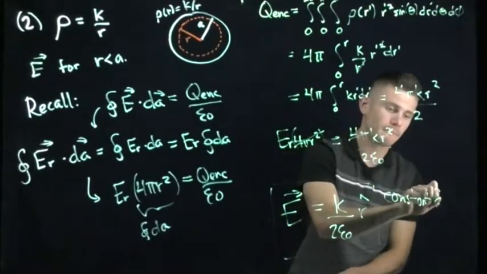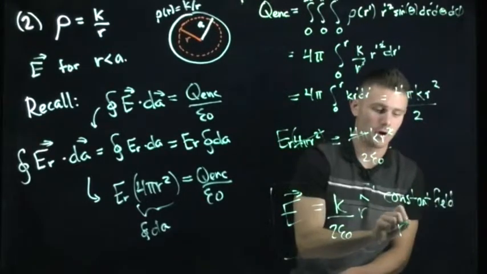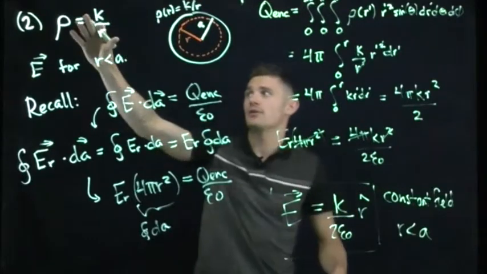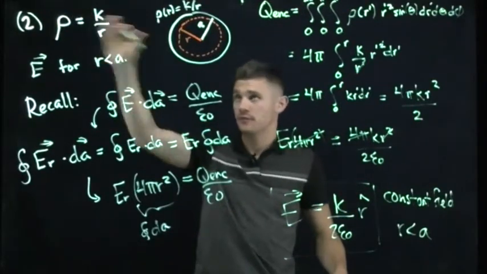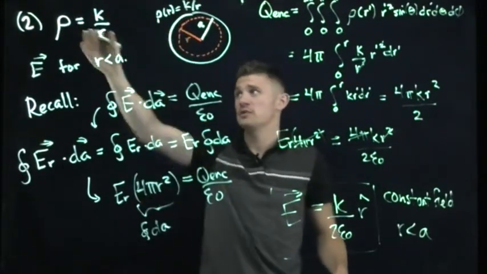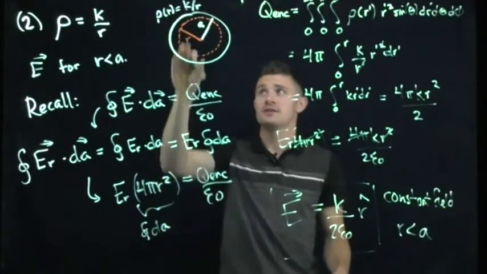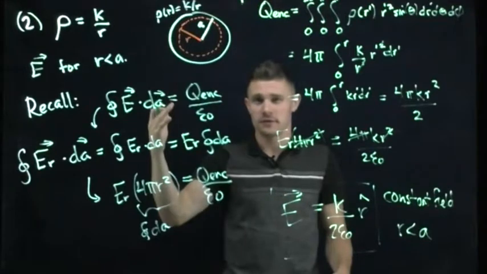For r is less than a. So again, what did I do? I started with writing down the charge density for this charge distribution. We say rho is equal to k over r. We recognize that this charge distribution depends on r and r alone, so we can think of spherical coordinates.